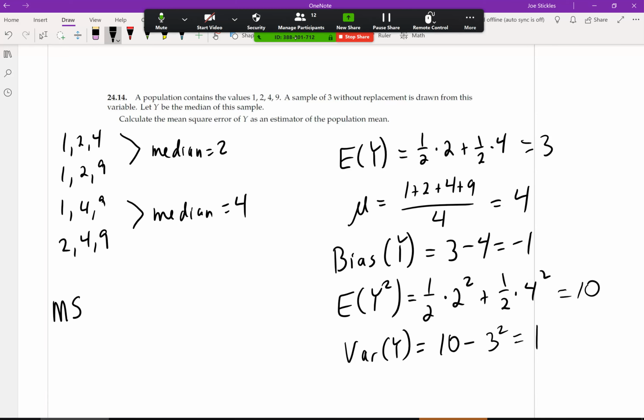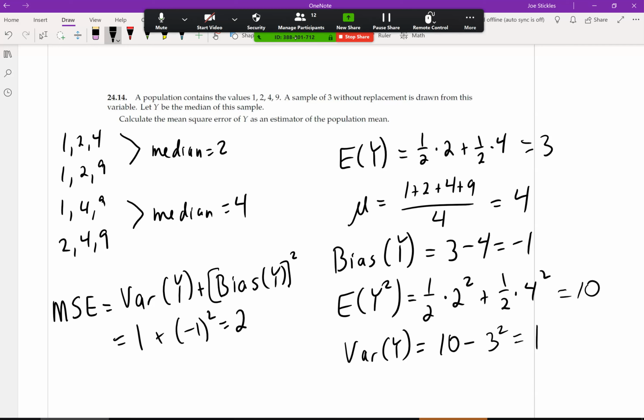And so now we're ready for mean square error. Remember again, that's variance plus the bias squared. So we'll get 1 plus -1 squared, so we'll get 2 in this case.